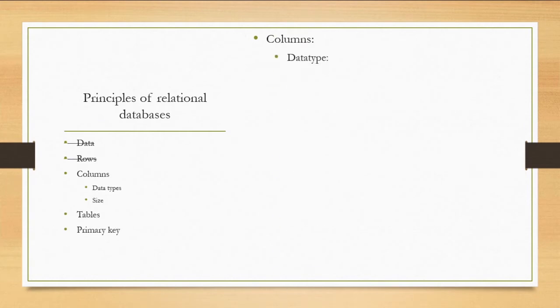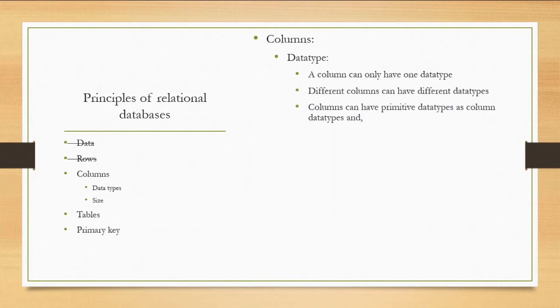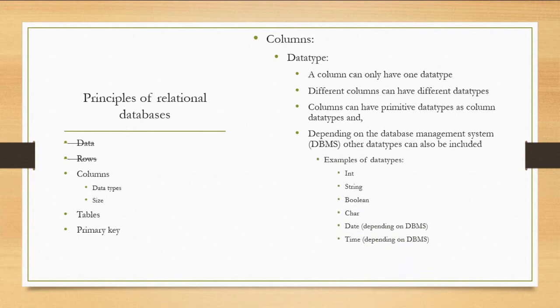Let's look at some data types. A column can only have one data type, but different columns can have different data types. Columns can have primitive data types as column data types, and depending on the database management system, the DBMS, other data types can also be included. For examples of data types, you have integer, string, boolean, char, all these primitive data types. Date and time is also an example of data types, but depending on the database management system.